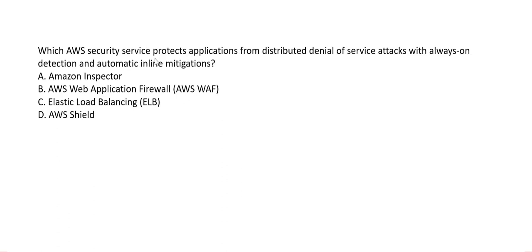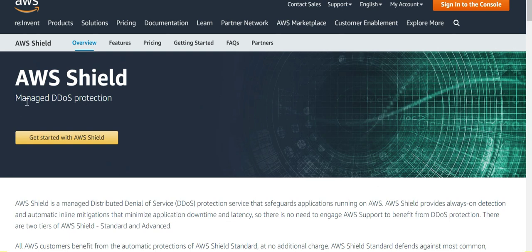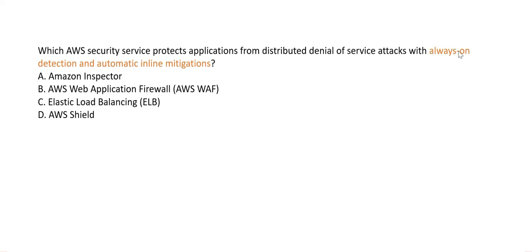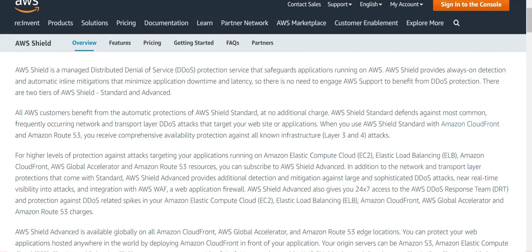Which AWS security service protects applications from DDoS attacks with always on detection and automatic inline mitigations? So, if you see for DDoS attacks, Shield is a service. As you can see, Shield has managed DDoS protection. The question says with always on detection and automatic inline mitigations. So we see this option here. Shield has always on detection and automatic inline mitigations. Hence, this is our answer.